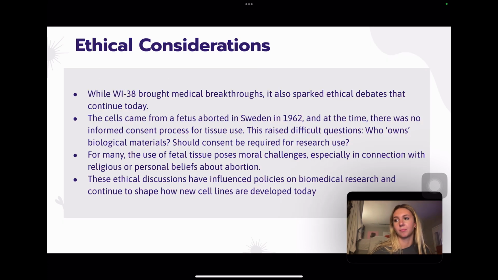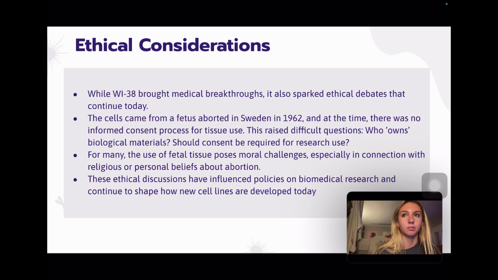Moving on to the ethics. As I just said, WI38 brought medical breakthroughs, but it also sparked ethical debates that are still very present today. First, the cells came from a fetus aborted in Sweden in 1962, and at the time there was no informed consent process for tissue use. So it's not known if the mother of the fetus gave consent or even if she was aware that her fetus was used. This raised difficult questions like who owns biological materials, should consent be required for research use?